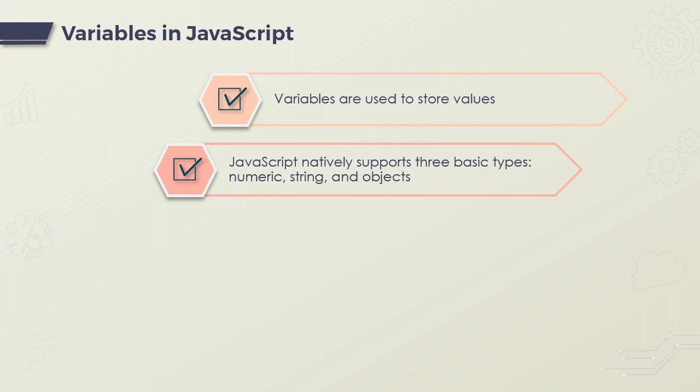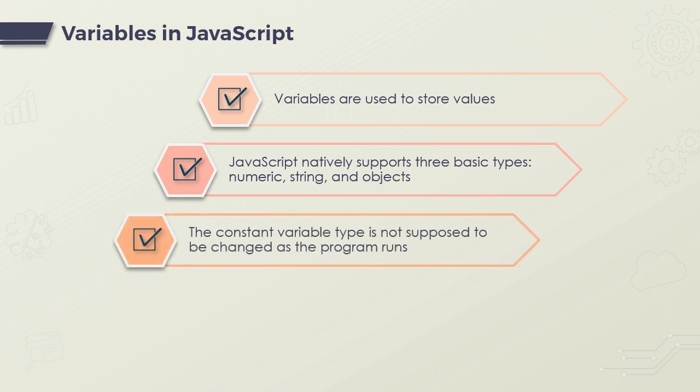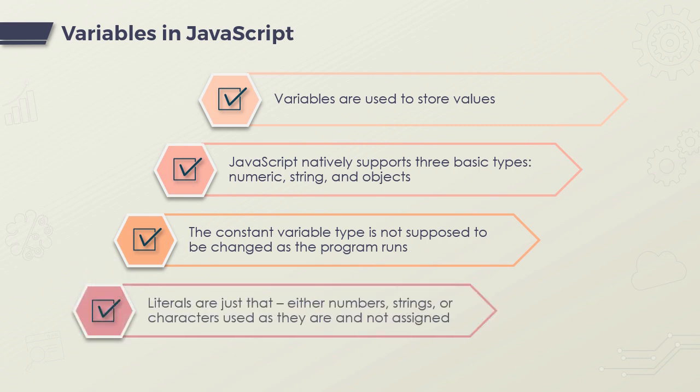So the basic ones are, of course, numeric, string, where we use double quotation marks, and objects. Then we have constant variables. Now, the constant variable type was not supported initially. But now, recently, with the last version of ECMAScript, so version 6, they did introduce the const variable type. So now we have a constant variable type that we can use, meaning that once we've declared a const, then the value that's inside of that variable cannot change during the running of the program.